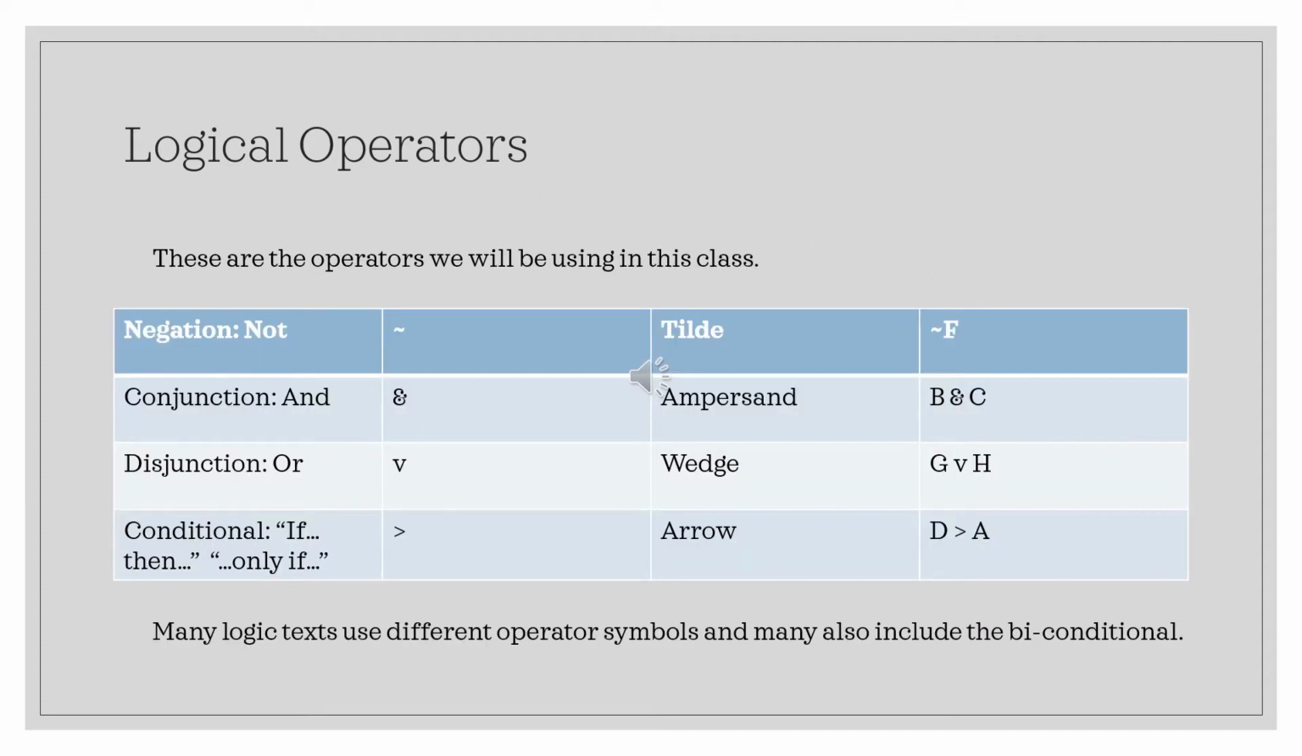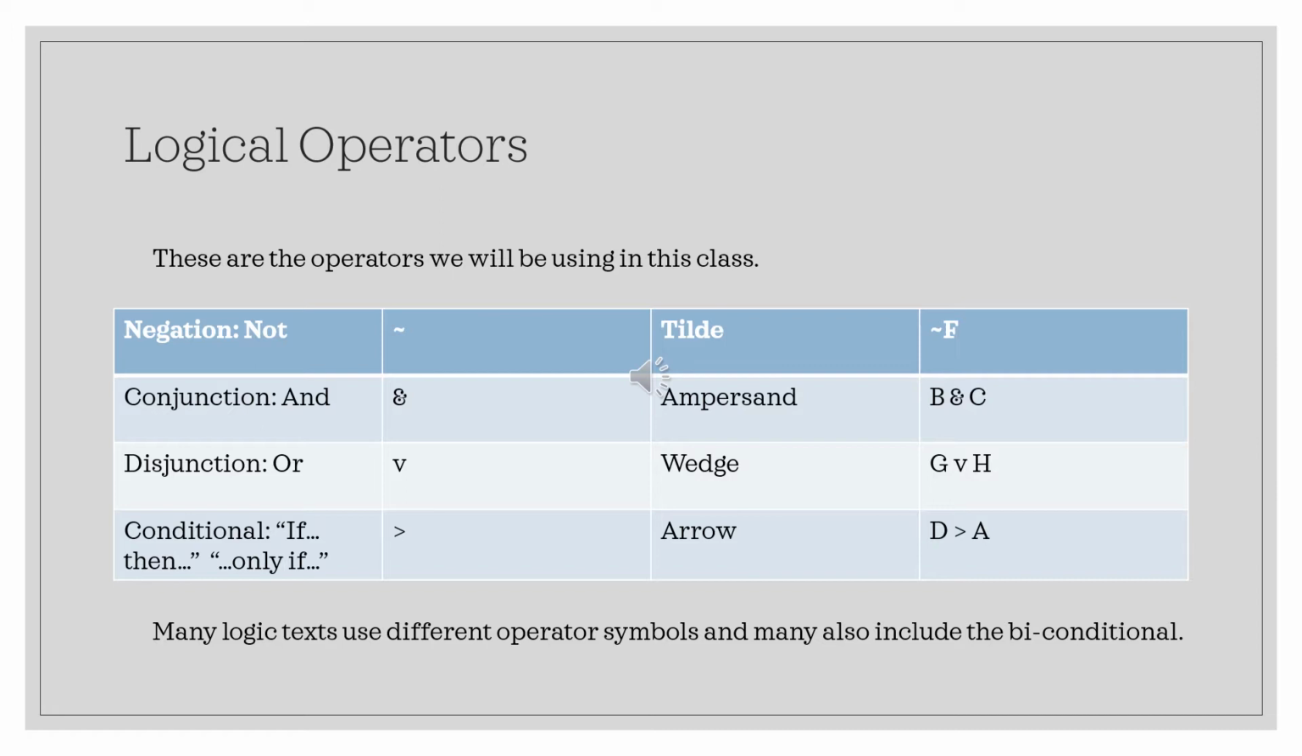And here again is a recap of the logical operators that we'll be using in this class to discuss this section. So we've got negation, conjunction, disjunction, and conditional. For negation, we're using the tilde, which is the little squiggly line. And the way that the tilde works is it attaches to the front of a sentence letter. So if you have a sentence letter, say F, that stands for some sentence, you want to negate that sentence, then you put the tilde in front of F, right?